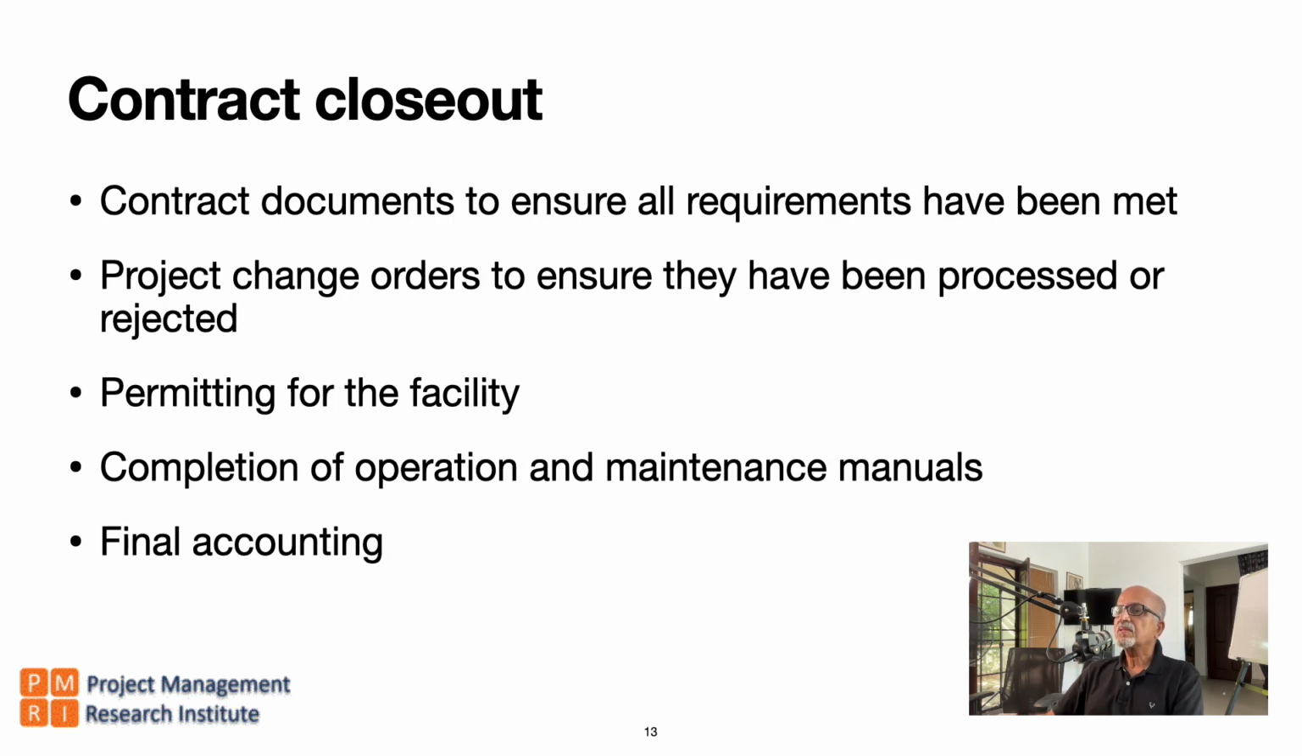Then contract closeout: contract documents to ensure all requirements have been met, project change orders to ensure they have been processed or rejected, permitting for the facility, completion of operation and maintenance manual, or we call it as-built drawings, and final accounting. With that, we complete the contract closeout.